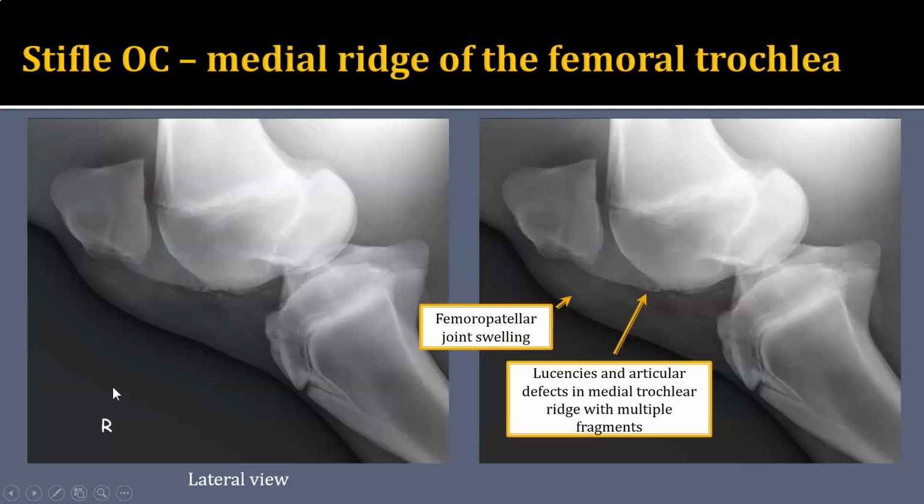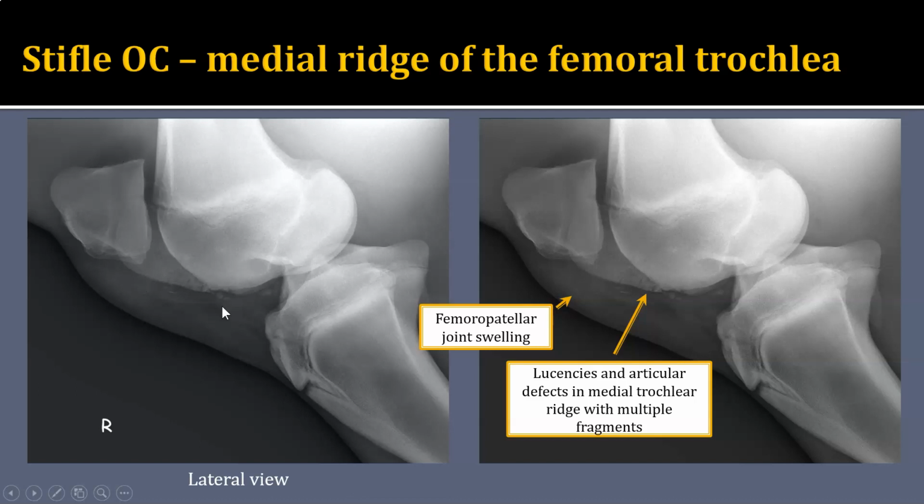This is a different patient. This is the lateral view of a stifle in this patient. This patient actually has the lesion affecting the medial ridge of the femoral trochlea. And so this is our medial ridge here. We can see that there are several sites of subchondral lucency. Part of them are superimposed over this lateral ridge. And then associated with that subchondral lucency are some areas of articular defects, contour defects, and then probably some bits of sclerosis. And then this patient has many, many little osteochondral fragments of various sizes that are associated with this osteochondrosis dissecans of the medial trochlear ridge.